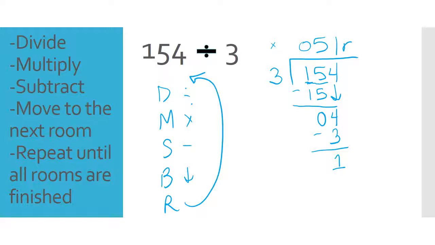So my answer is 51, remainder 1, which is exactly the same answer I got when I did the rooms model. Remember, there are lots of different ways to get to the correct answer in math. There's almost always just one correct answer.